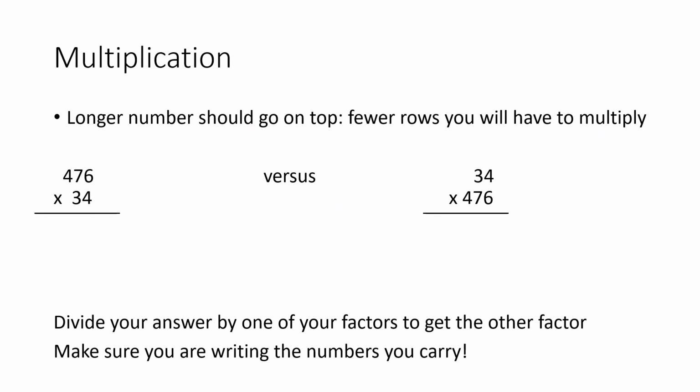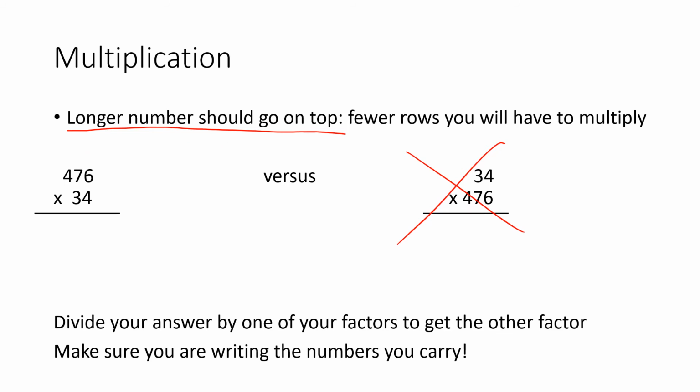All right, let's look now at multiplication. For multiplication, just like adding, just like subtracting, you want to make sure that your place values are lined up nice and neat. So like we see over here on the left, 6 is in the ones column, 4 is in the ones column, so they're lined up with each other properly. And when we're doing multiplication, you should always have the longer number on top versus the shorter number on top. The longer number on top will give you fewer rows that you have to multiply. And we'll look at that in a minute. But this is what you want, this is not. And we'll see why.